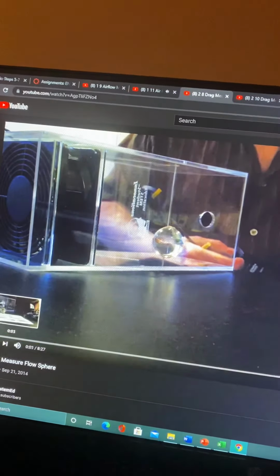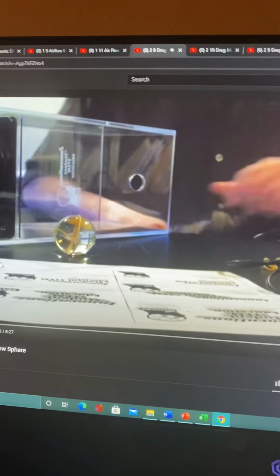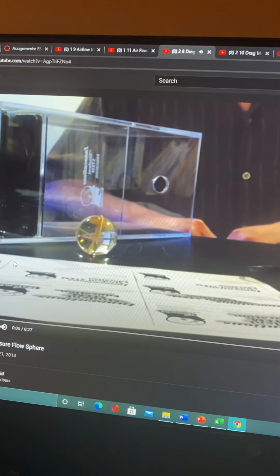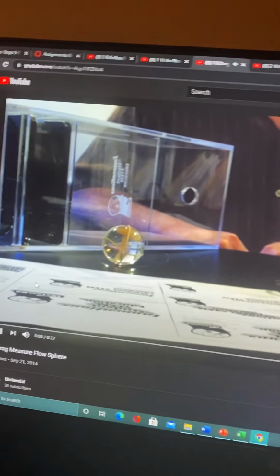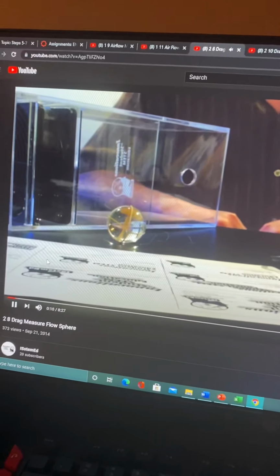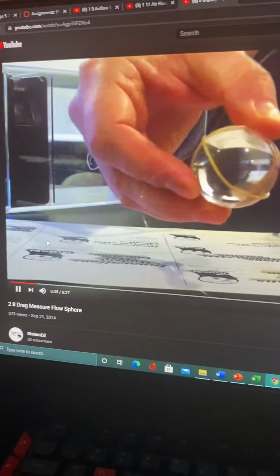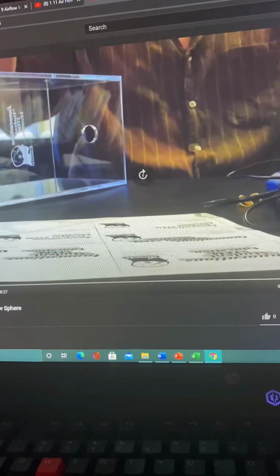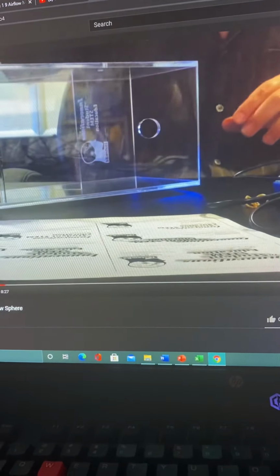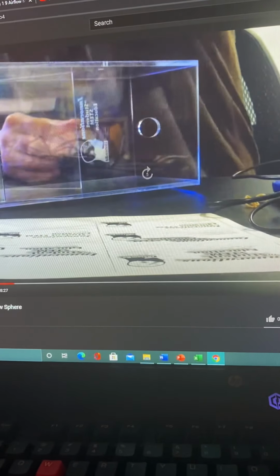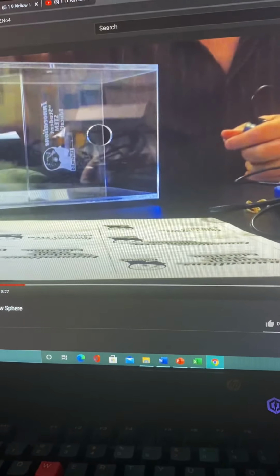Now the third video is about the drag measure flow of the sphere. In the first part of this video, it talks about how you will set up the sphere in the wind chamber. And right here he has rubber bands that are holding up, I believe, a fishing line, and he's using that to carefully place the sphere in a secure position so it won't move. So that's what the first part of the video is talking about.